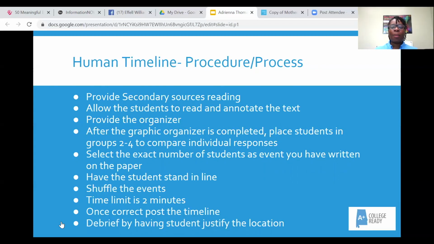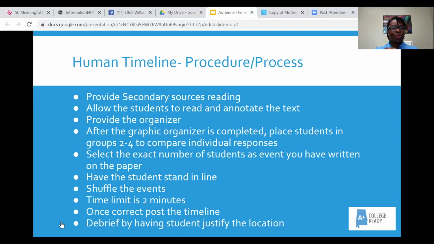And this gives them an opportunity to compare and see maybe if they were correct, if they were on the same path, if there are some changes that they need. Because remember, we're trying to teach them to also learn from each other. Then you're going to select.